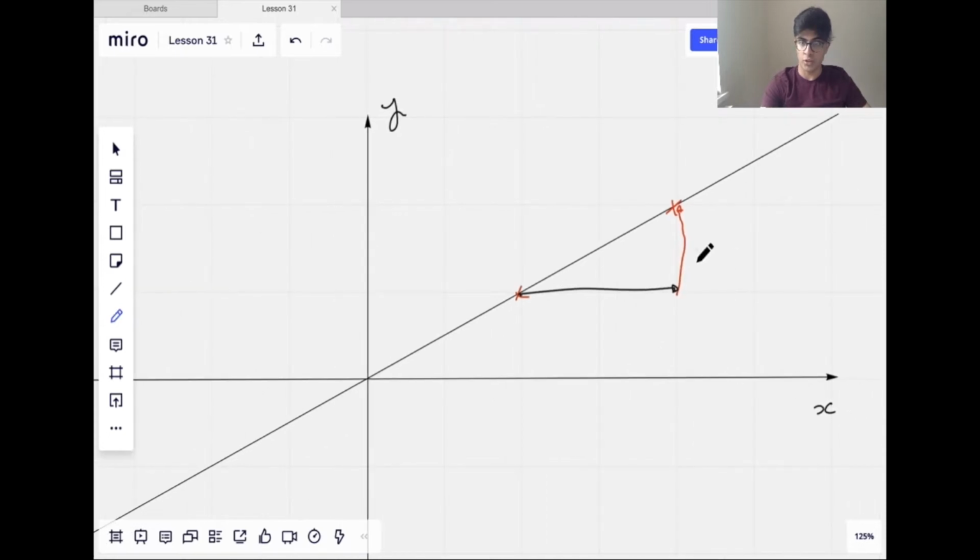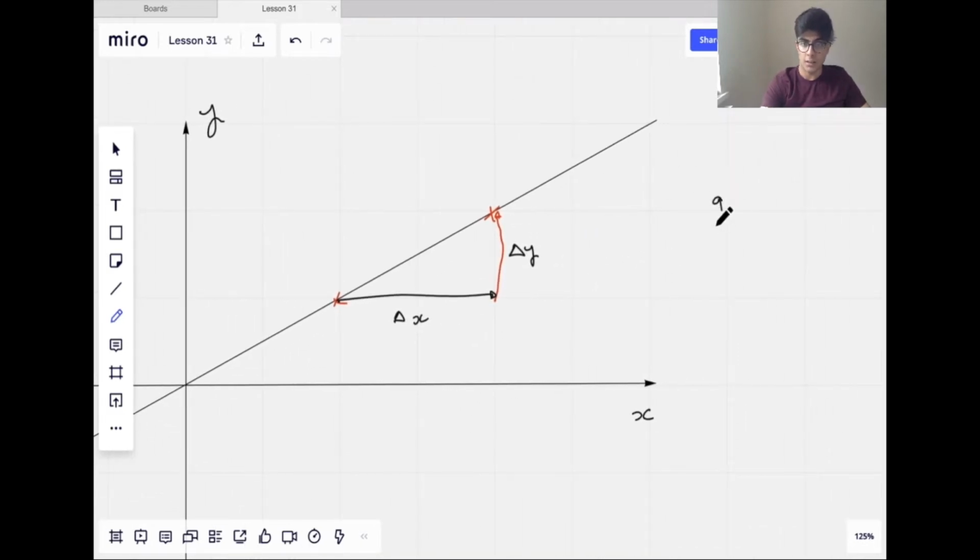If we call this change in y, well, change is a mathematical way of saying it, which is this triangle. Delta just means change. It's a Greek letter that we use, so that means delta y is the change in y, and delta x is the change in x. And the gradient is equal to change in y over change in x. If you get confused between which one's on top and which one's on bottom, you can think of it as rise divided by run.